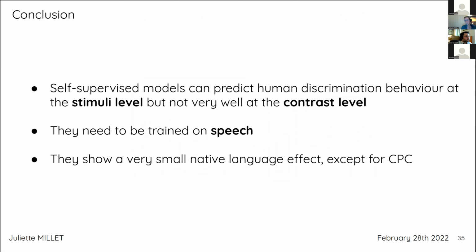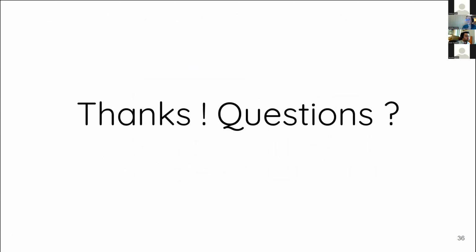Okay, so in conclusion, self-supervised models can predict human discrimination behavior at the stimuli level, but not very well at the contrast level. They need to be trained on speech to do that. And they show a very small native language effect, except for CPC. And that's it. Thank you.